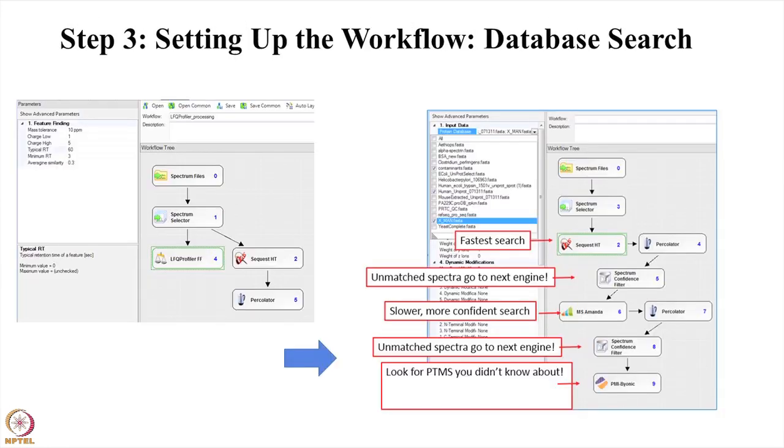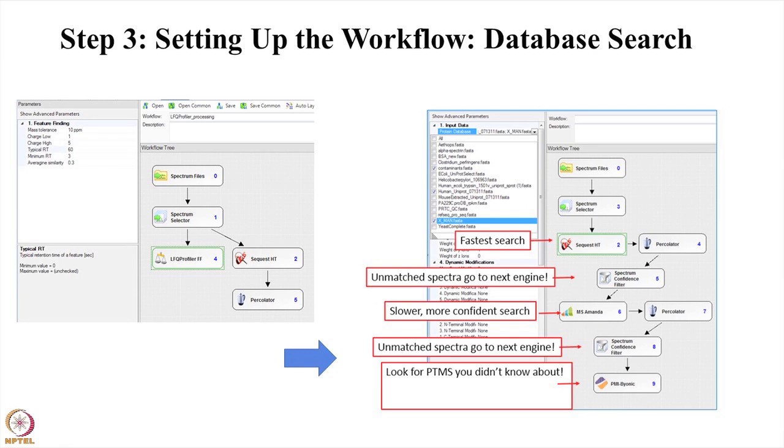So for the setting up of the workflow, first of all, we do the database search. As you can see here, we have used Sequest HT, and also these are the steps that are followed. That is, you can annotate the parameters. For example, you have put a parameter of mass tolerance which is 10 ppm. Then you have used the charge states and then the retention time.